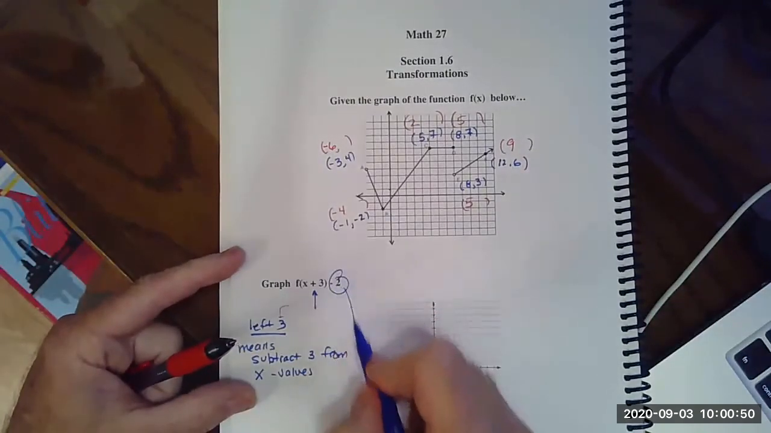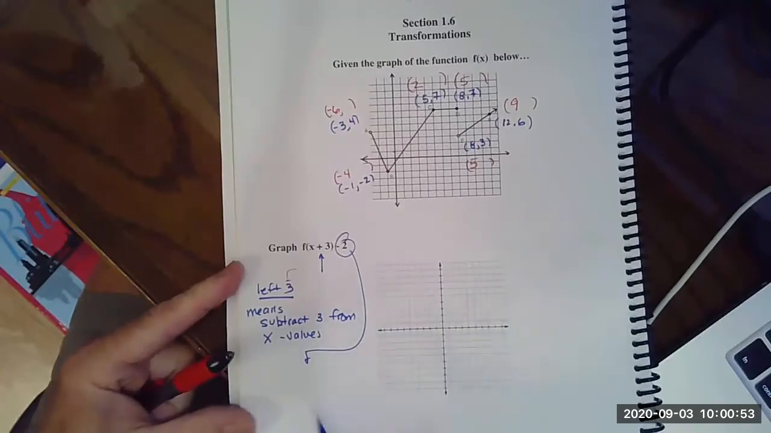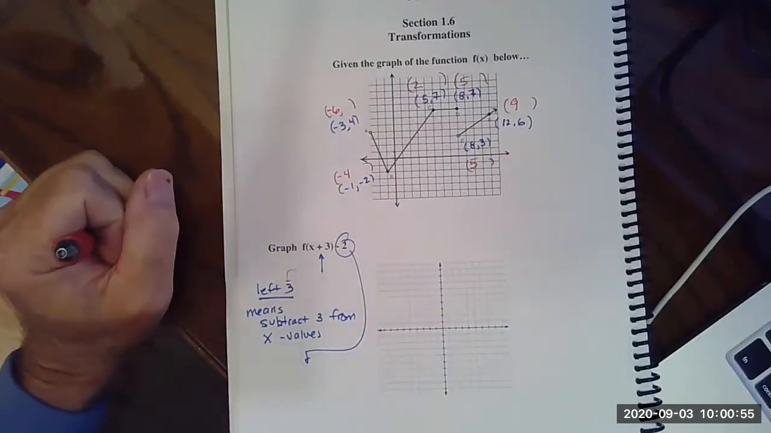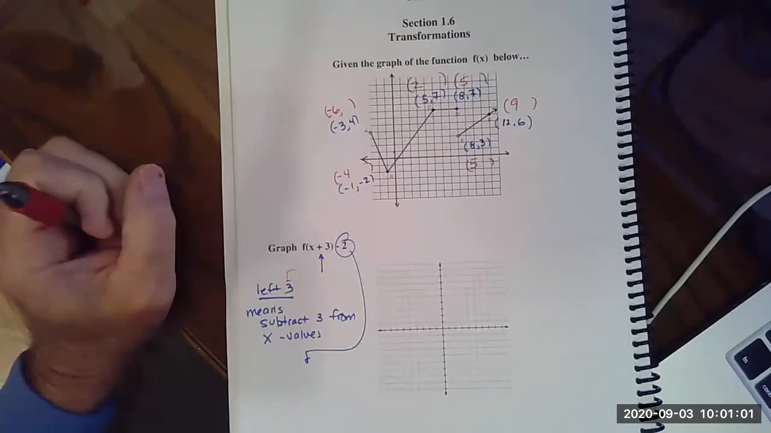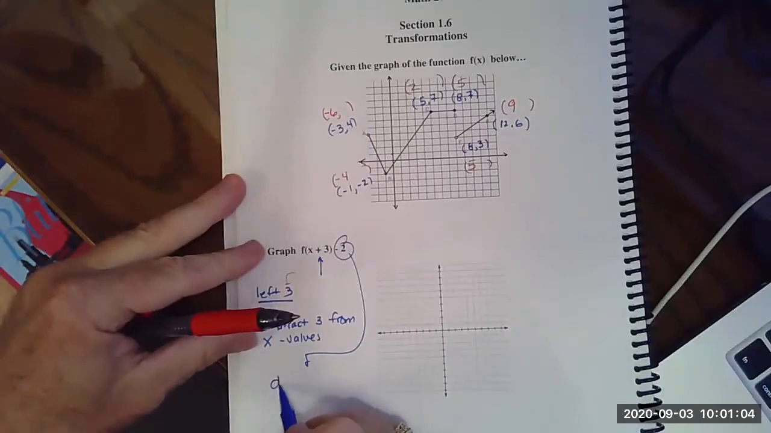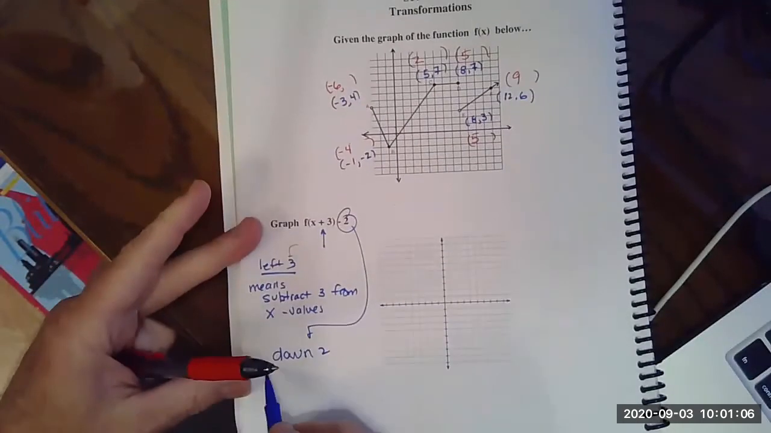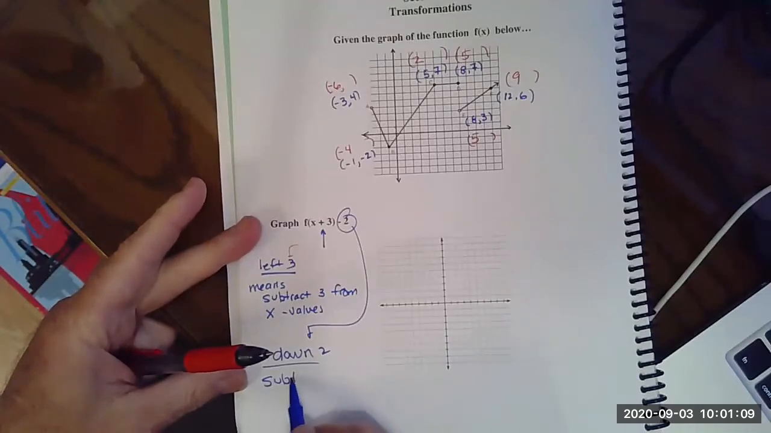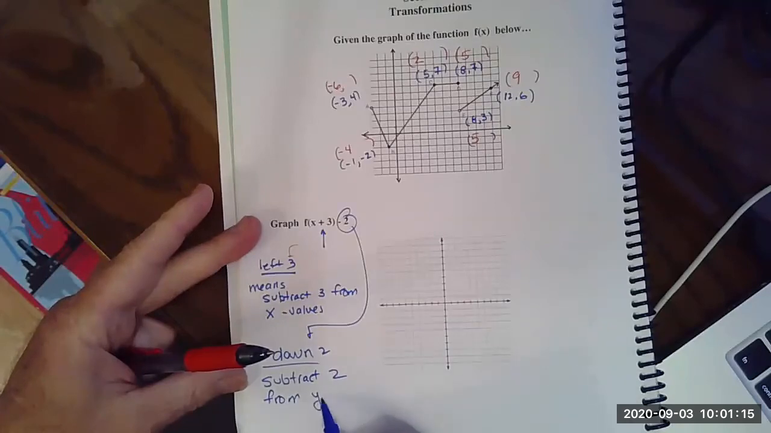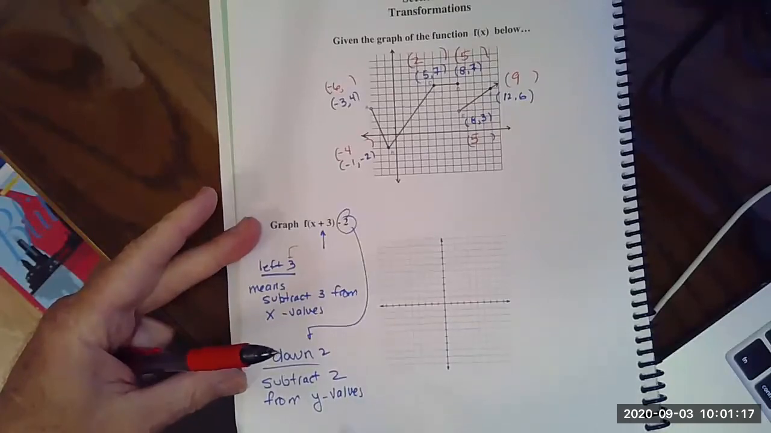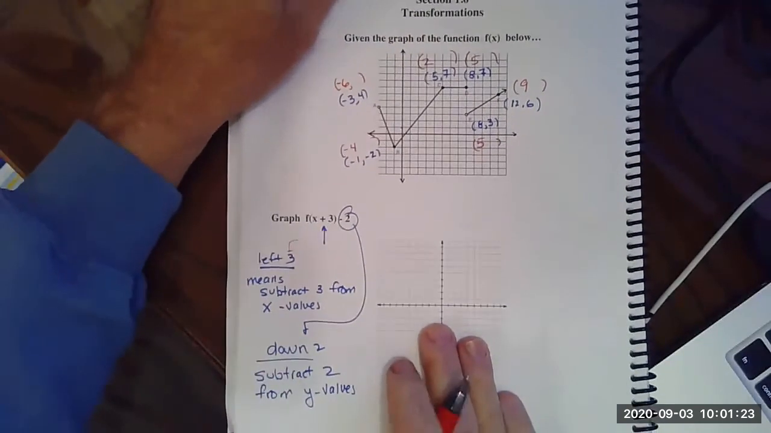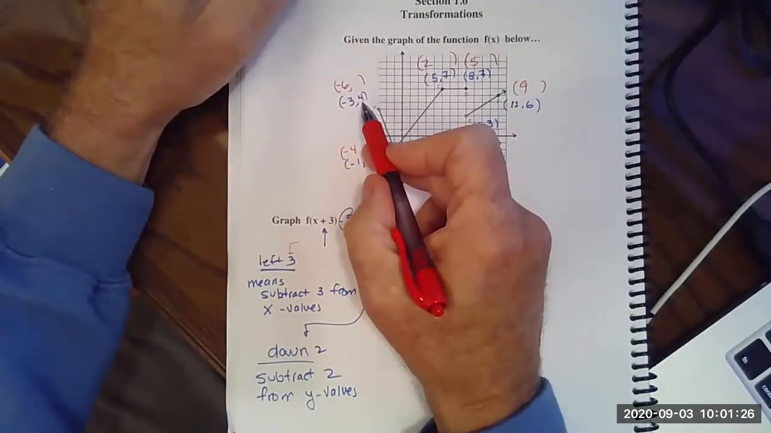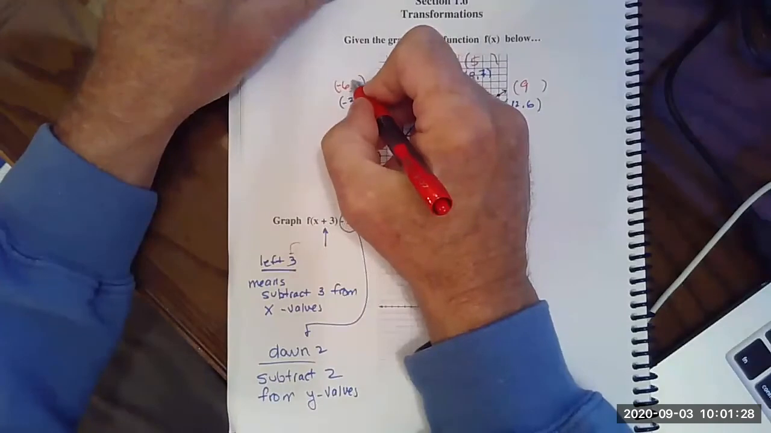Okay, now the next thing right here is the 2. And now you go the direction that you see, meaning it's going down 2. So that means subtracting 2 from the y's. So this would be down 2. That means subtract 2 from y values. Okay, so go back up to the y. The original y is in blue. So subtract 2 gives me 2.